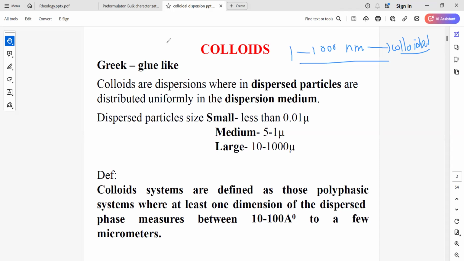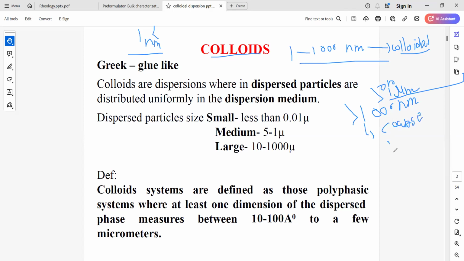Then there are molecular dispersions also. This one is colloidal dispersion. In molecular dispersions, the particle size will be less than 1 nanometer. So that is known as molecular dispersion. And if the particle size is greater than 1000 nanometer or greater than 1 micrometer, both are similar, 1 micrometer or 1000 nanometer, then this is known as a coarse dispersion.